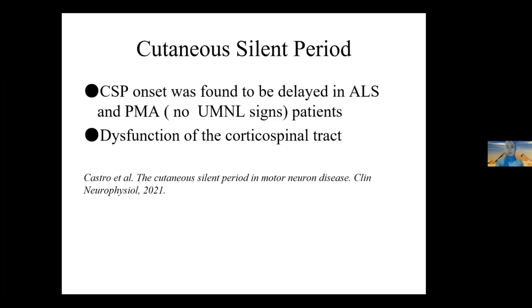There are many uses for it now, and there is a new paper which really caught the attention of the ALS community. They found that the cutaneous silent period onset was delayed in ALS patients and progressive muscle atrophy patients, even those progressive muscle atrophy patients who didn't have upper motor neuron signs clinically. This suggests that the cutaneous silent period might be a sensitive test to detect dysfunction of the corticospinal tracts.